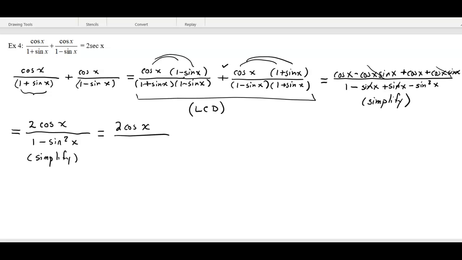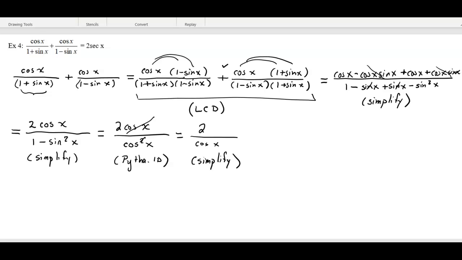All right, so anytime I see those squares, 1 minus sine squared of x is cosine squared of x. That is Pythagorean identity substitution. And then I simplify. Cosine of x, 1 on top, 1 on bottom, cancels, and that leaves me a factor of 2 on top and a factor of cosine of x on the bottom, still simplifying.